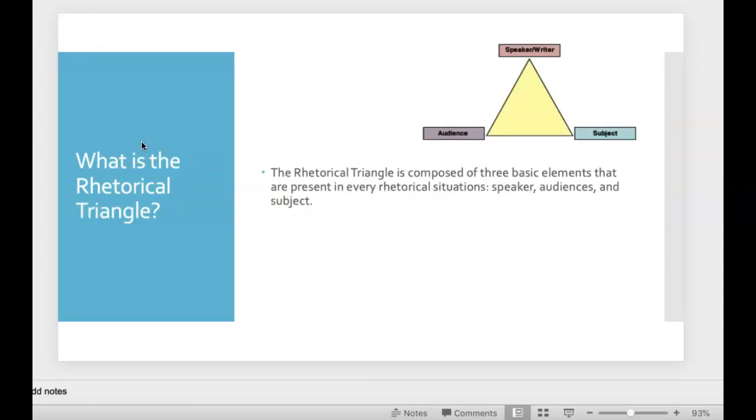When discussing rhetoric, Aristotle discussed the idea of the rhetorical triangle, which is composed of three basic elements that are present in every rhetorical situation: a speaker, audience, and subject. And it's important to understand that these three items are intertwined. You must have all three for a rhetorical situation. So the speaker is the person that is speaking or potentially writing. The subject is what they are speaking or writing about, and the audience is who the piece of work is actually for, who is intended to hear the message that is being presented.